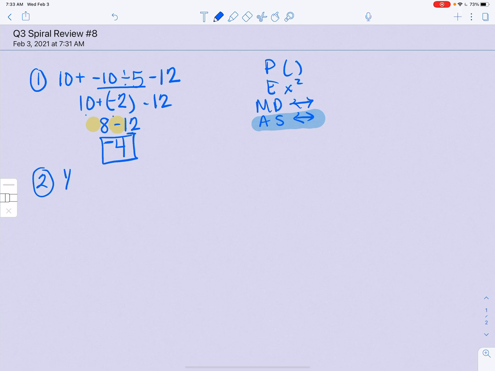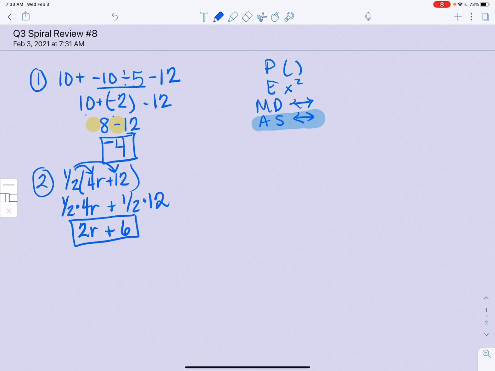Next problem is distribution. It's 1/2 of 4r plus 12. So I'm going to distribute that 1/2 to both. So that means 1/2 times 4r plus 1/2 times 12. So 1/2 of 4r is 2r, plus 1/2 of 12 is 6. So this is your final answer to number 2.